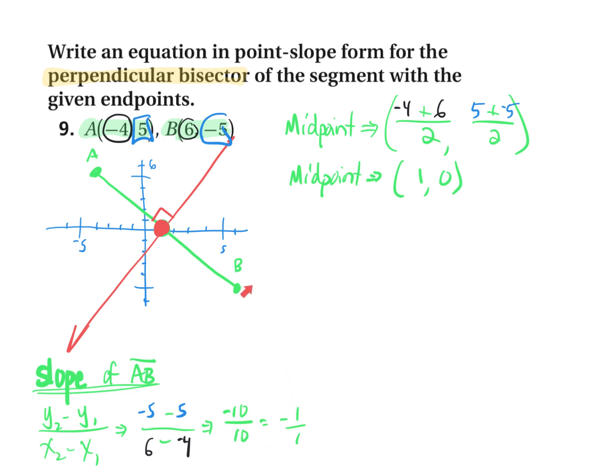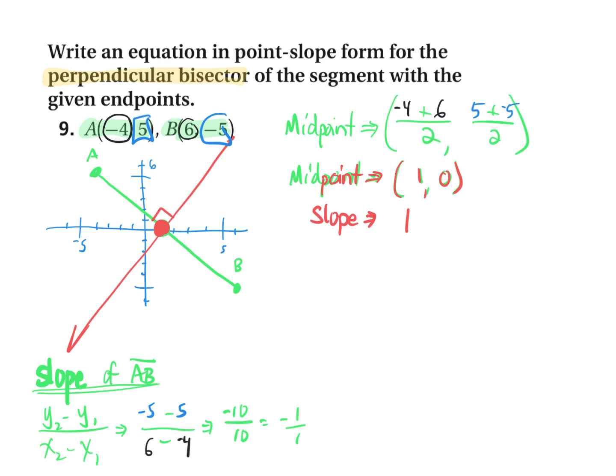But we need the slope of the red line. So the slope that is perpendicular to this will be the opposite reciprocal. And what is the opposite reciprocal of -1 over +1? It would be a positive 1 over 1.